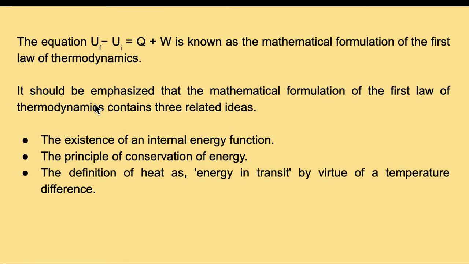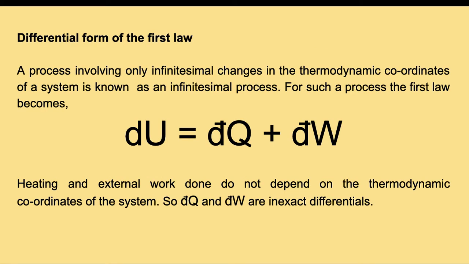And this equation U_F minus U_I is equal to Q plus W is known as the mathematical formulation of the first law of thermodynamics. It should be emphasized that the mathematical formulation of the first law of thermodynamics contains three related ideas: the existence of an internal energy function, the principle of conservation of energy, that means based on that you have derived this equation, and the definition of heat as energy in transit by virtue of temperature difference.